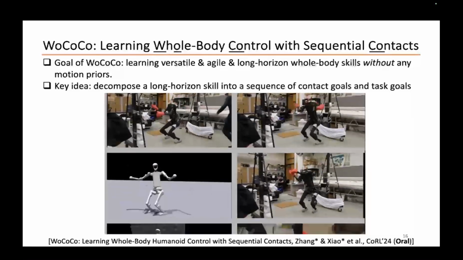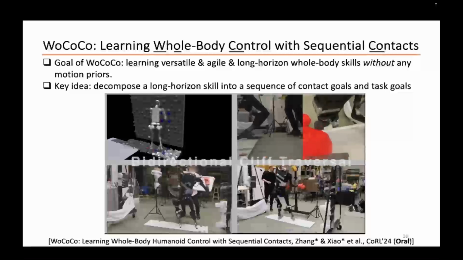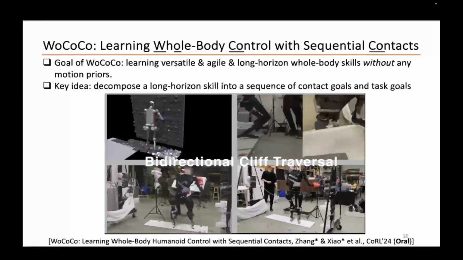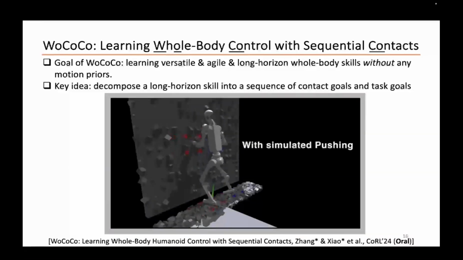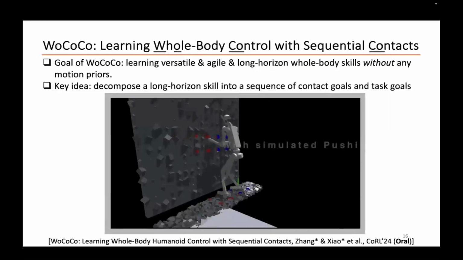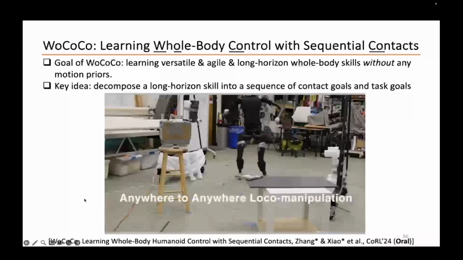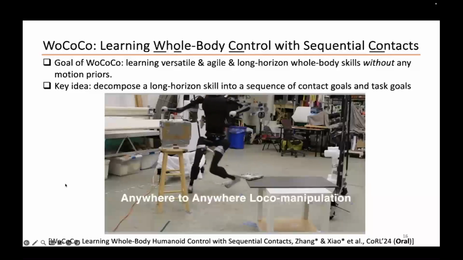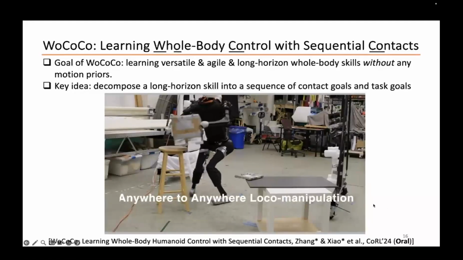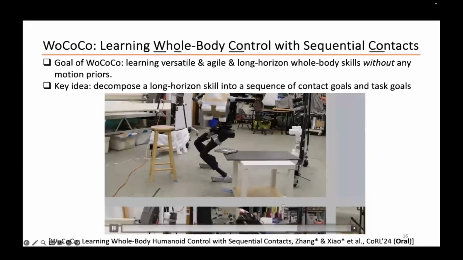And also this, we literally ask the humanoid to traverse on this cliff, right? And then the humanoid needs to support itself using its upper body. And then finally, there is a local manipulation problem. The humanoid can move one box from location A to location B, right?